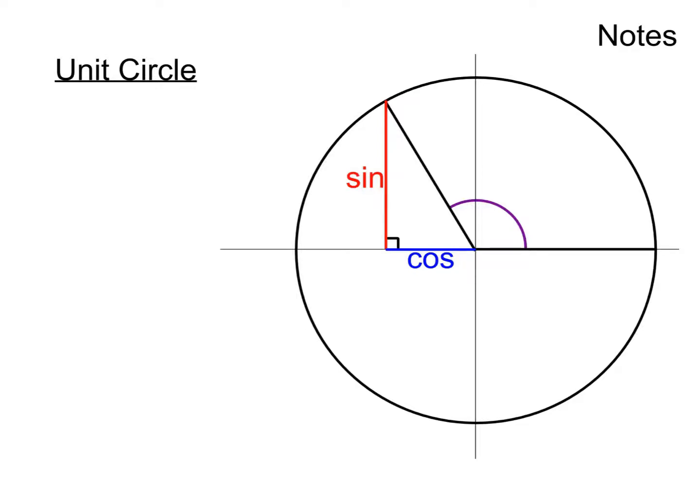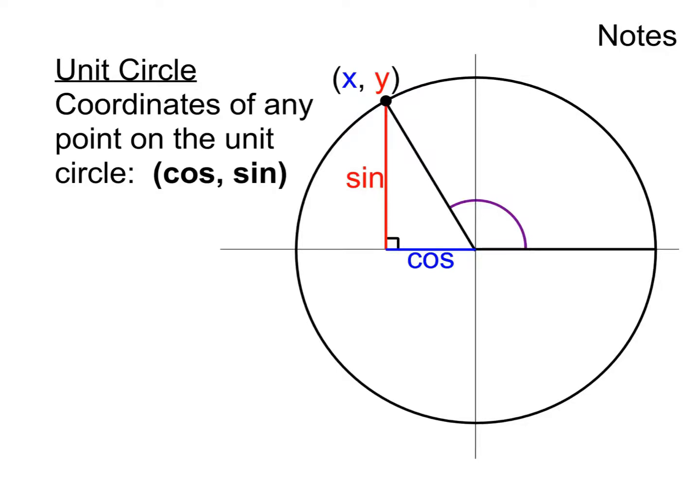To find X, we did cosine, and to find Y, we did sine. And the same can be true of any point on the circle. And so the actual coordinates of that point, X and Y, can be found by doing cosine of the angle, comma sine of the angle. So add this to your notes as well.